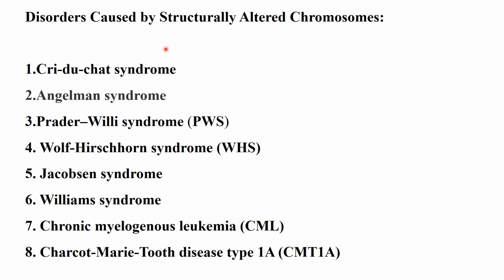Now we are going to discuss the disorders caused by structurally altered chromosomes, or structural aberration disorders. These disorders include Cri-du-chat syndrome, Angelman syndrome, Prader-Willi syndrome, Wolf-Hirschhorn syndrome, Jacobsen syndrome, Williams syndrome, chronic myelogenous leukemia, and Charcot-Marie-Tooth disease type 1A.